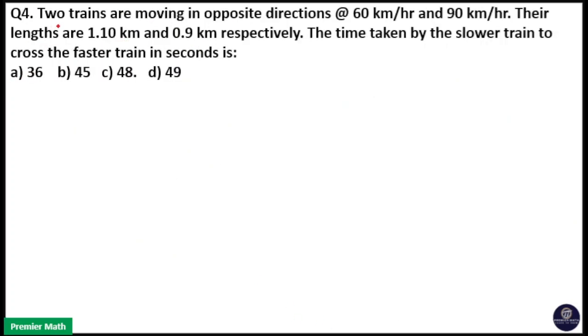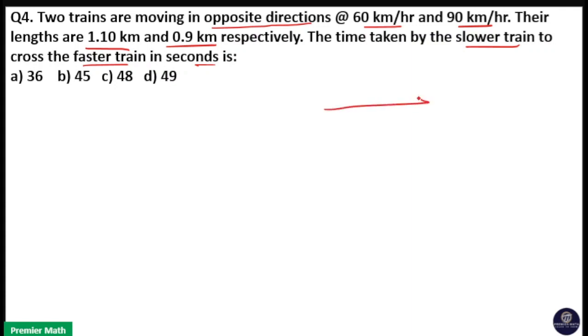Next is question number 4. Two trains are moving in opposite direction at 60 km per hour and 90 km per hour. Their lengths are 1.1 km and 0.9 km respectively. The time taken by the slower train to cross the faster train in seconds is.